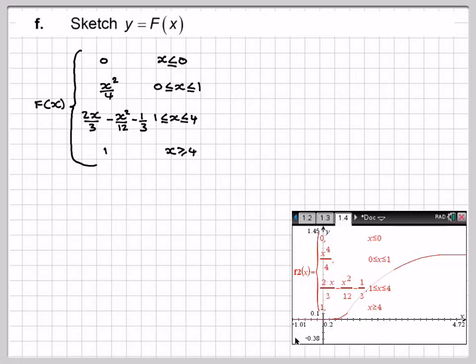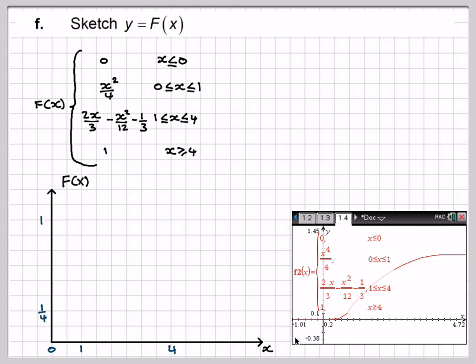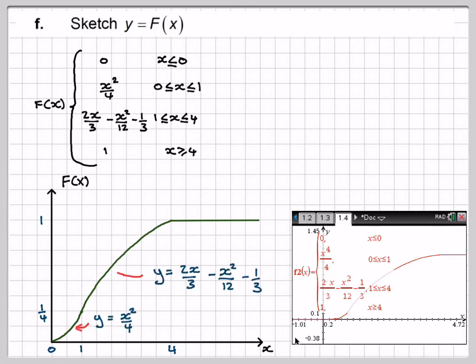So here's a screenshot, and they're drawing the graph. Marked on 0, 1 and 4, and here 0, a quarter and 1, and drawing my graph, I get that. And then labeling it, y is equal to x squared over 4, y is equal to 2x over 3 minus x squared over 12 minus 1/3, and y is equal to 1 for x greater than 4. So it looks very much like a cumulative frequency graph.